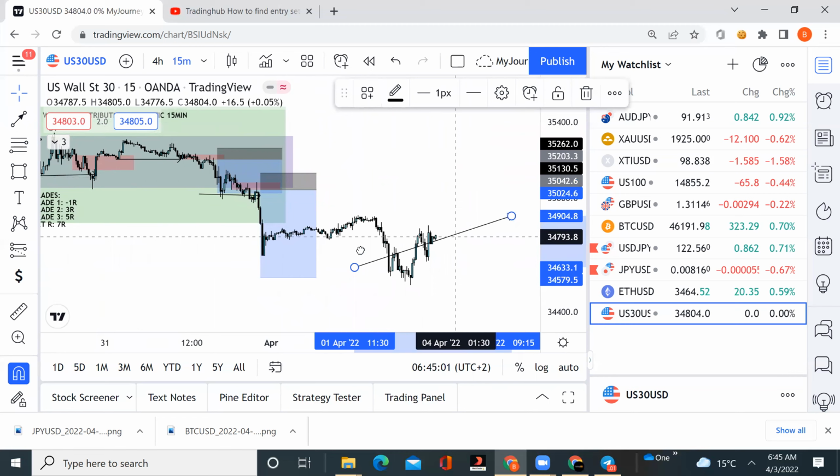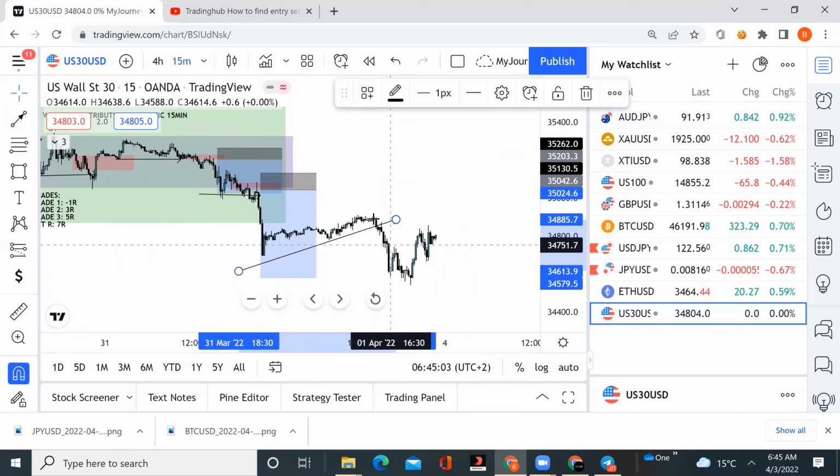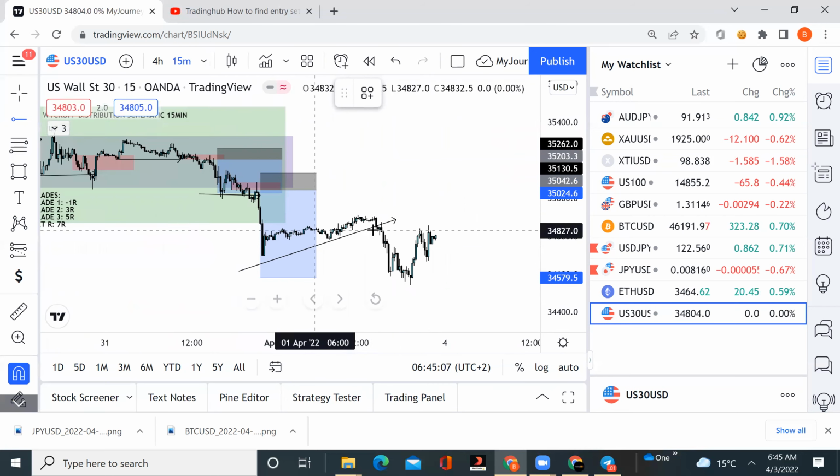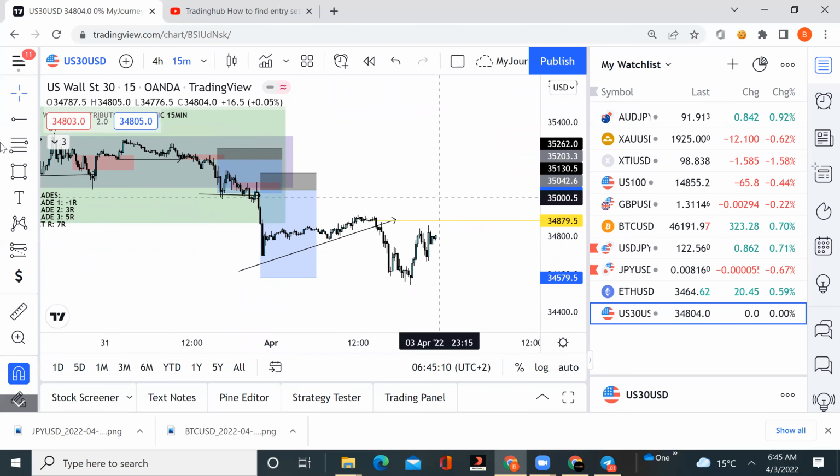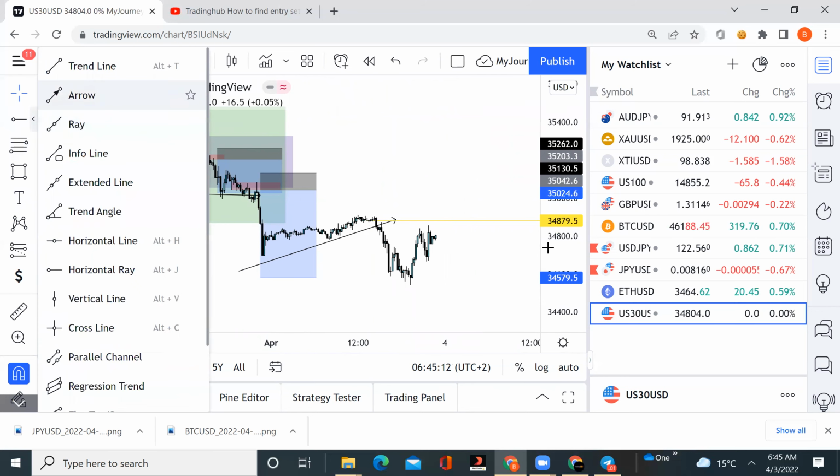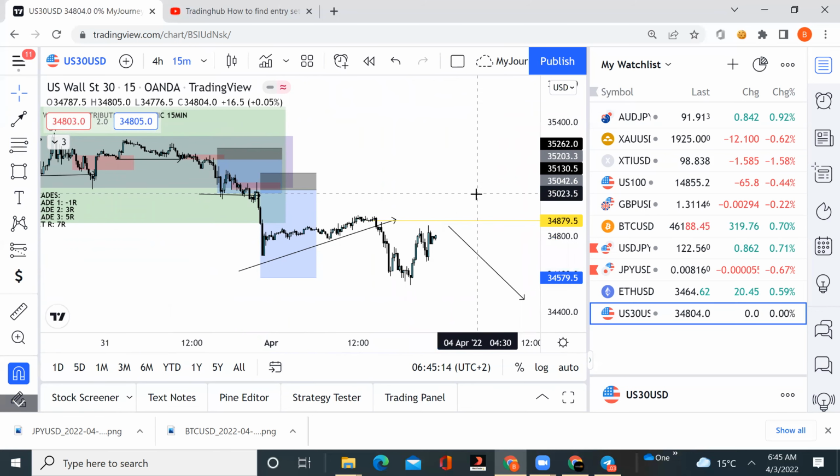As you can see, we've had a trend line break here. Possibly we could be selling around here again to take the market further to the downside. But at the end of the day, you can never really know what the market can do. The market can do anything.